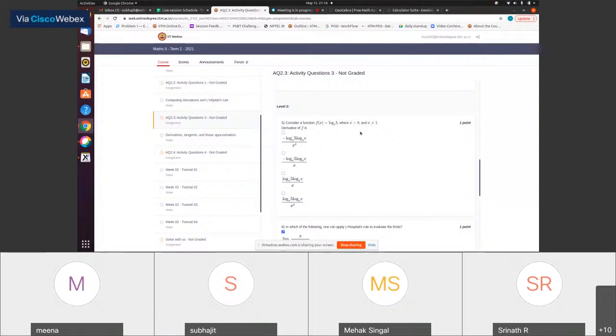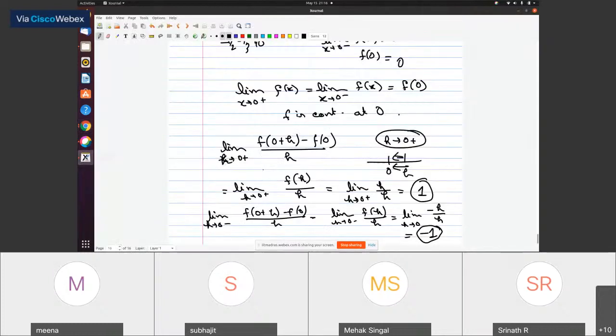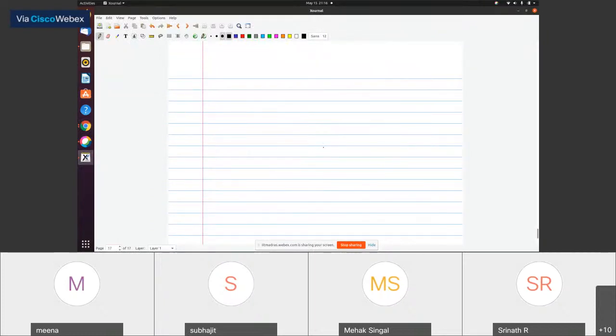Activity 3, question 5. So this one is basically log x base 5. This is easy, right? Why do you have a problem in this one? I thought the formula was 1 by x for the derivative. That is of log x, right? If f(x) is log x, meaning log e base x, the formula is 1 by x. Now here it is given log x with base 5. So this is our f(x).